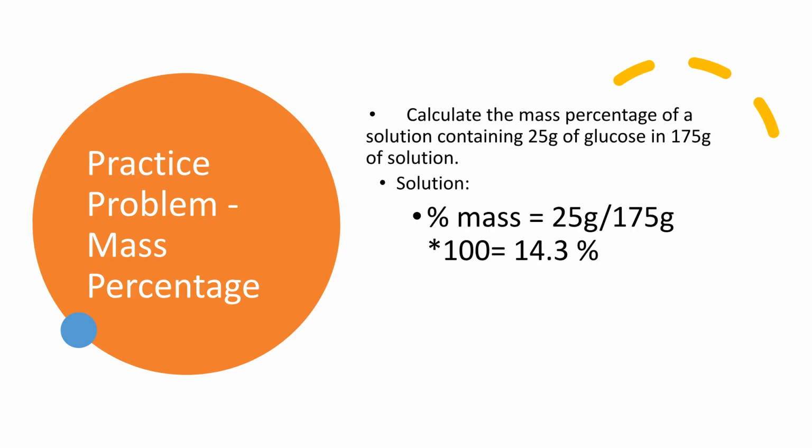Let's work on a practice problem for mass percentage. Calculate the mass percentage of a solution with 25 grams of glucose in 175 grams of solution. The solution is 14.3%.